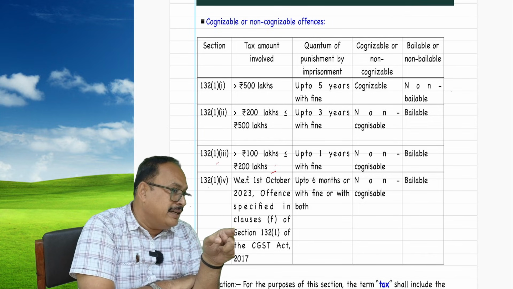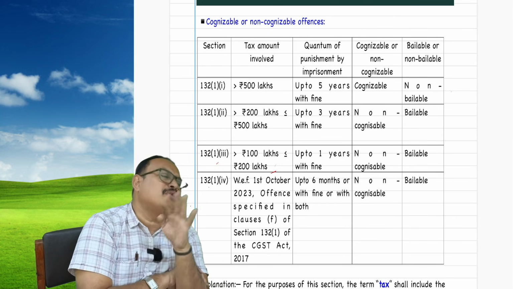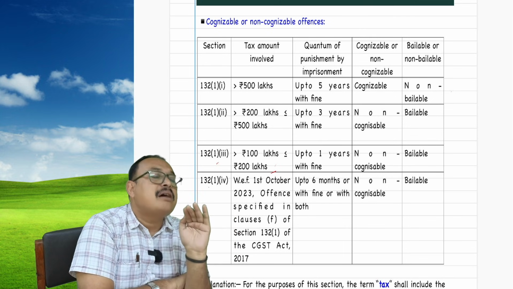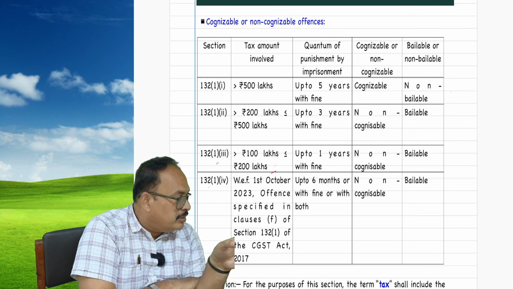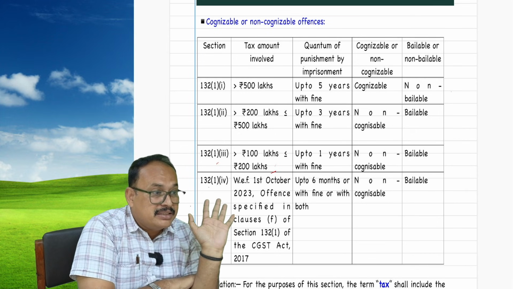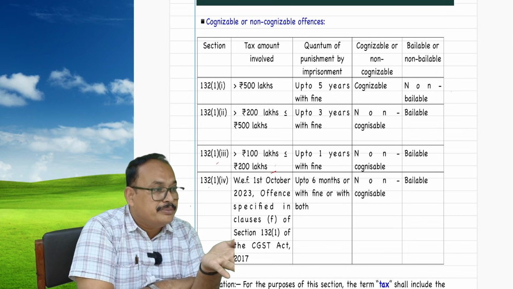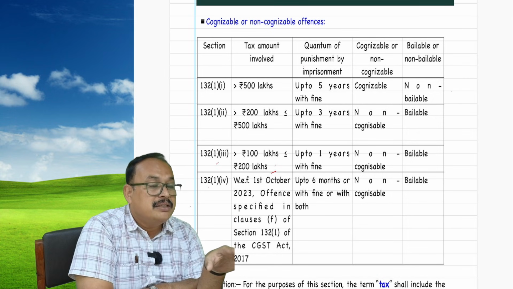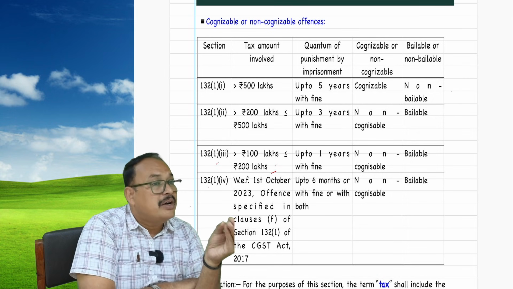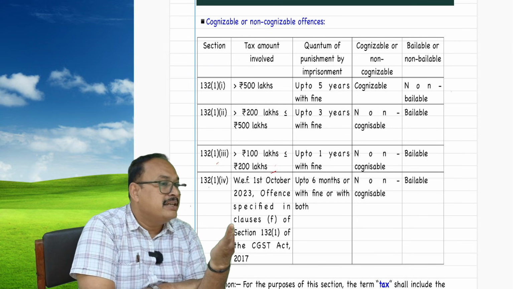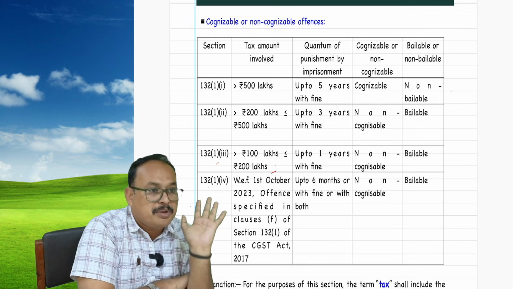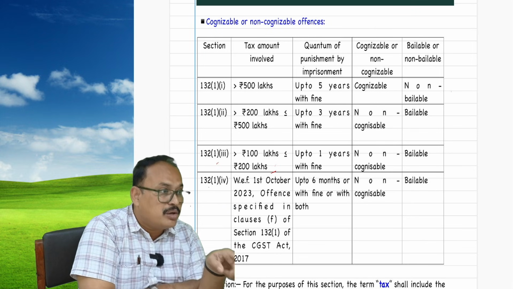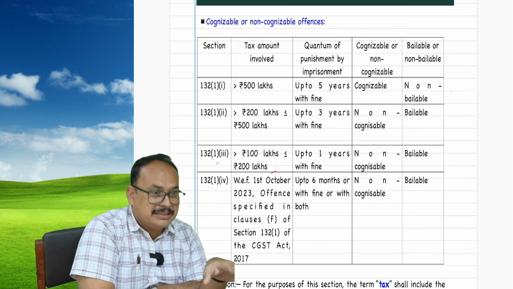If you commit any offence a second time, irrespective of the value of tax involved, it is cognizable, non-bailable. Maximum imprisonment is 5 years if the offence has been proved. Is it clear? In the case of falsifying the records, offences are considered irrespective of the value. If the offence has been proved, imprisonment is there. The maximum is 6 months for offences with regard to falsifying the records. Is it clear?